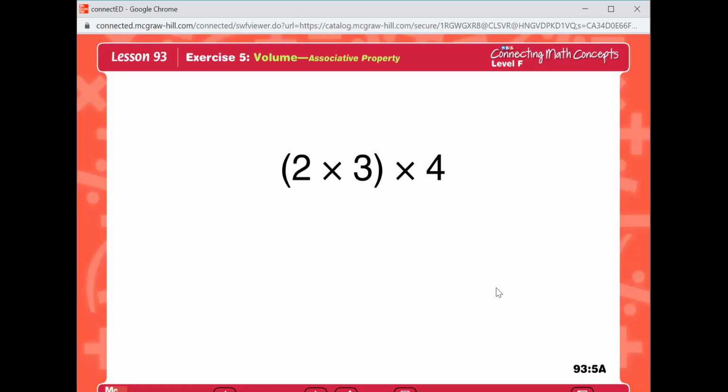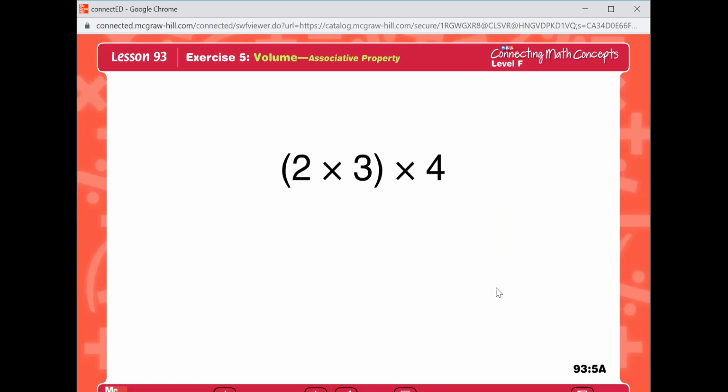Now, let's move. We are going to move over to the slides. We're going to switch gears now. We're going to learn about volume.